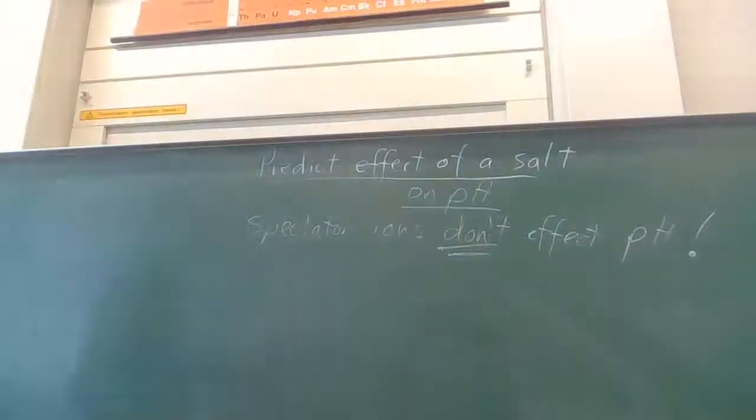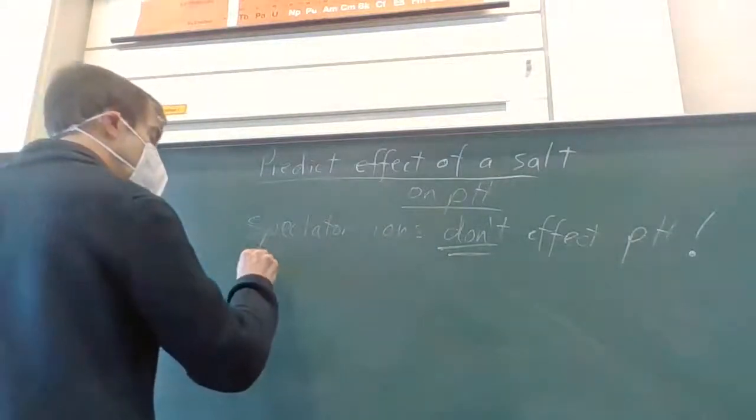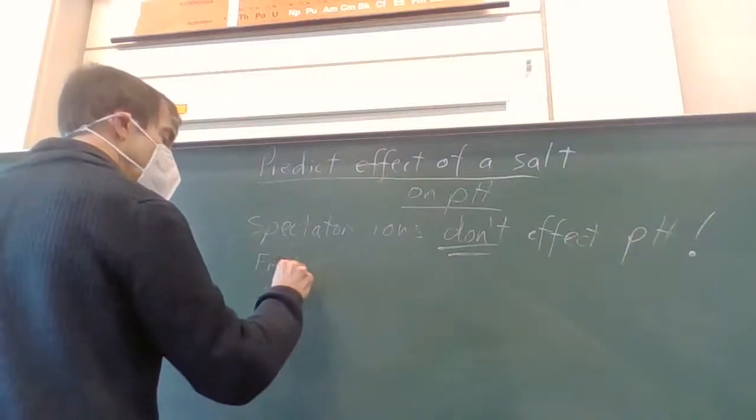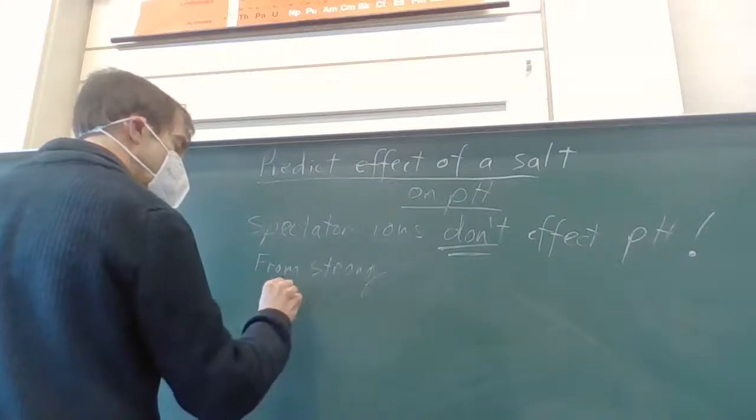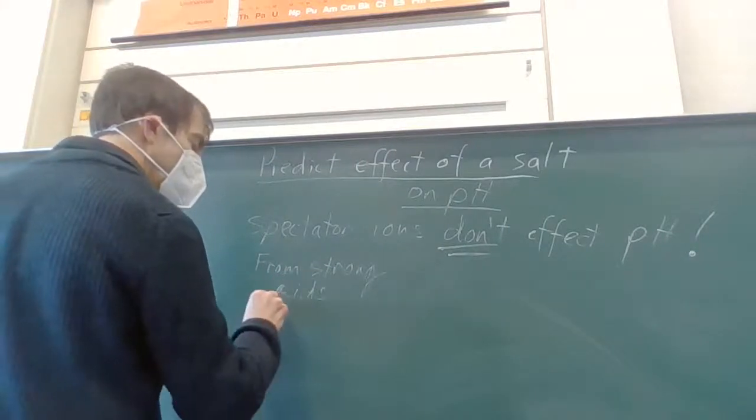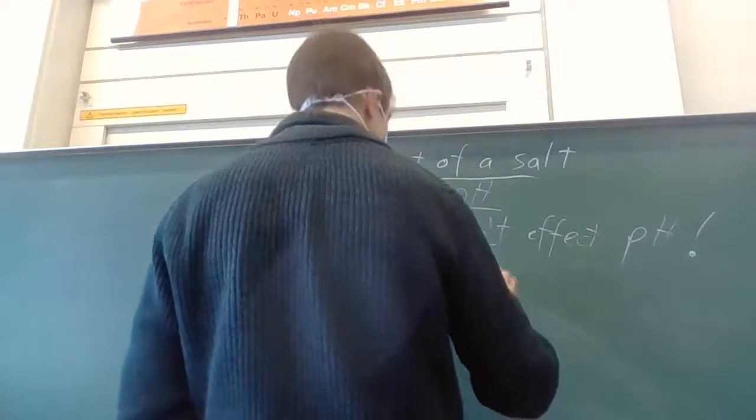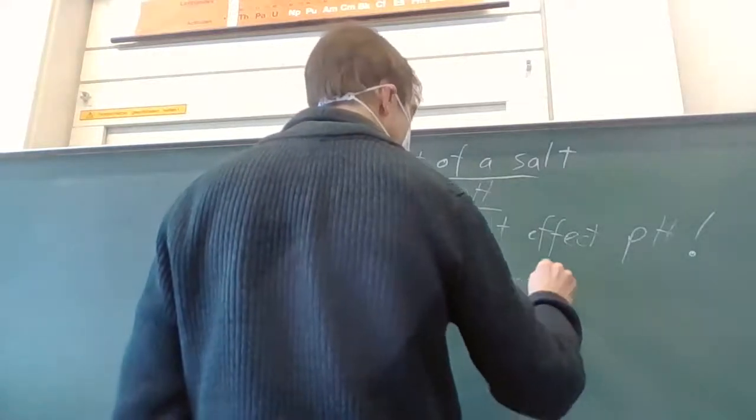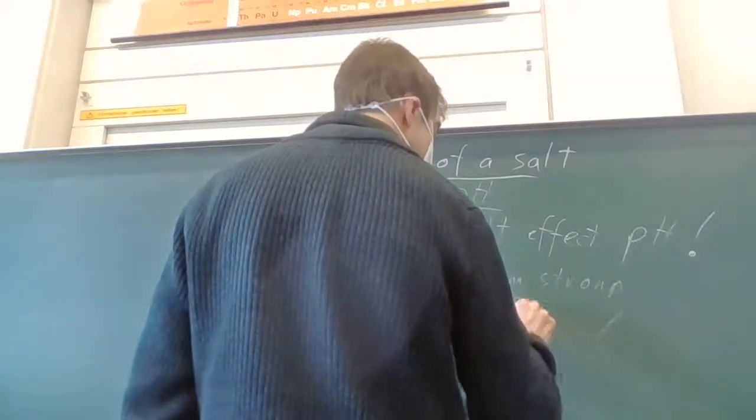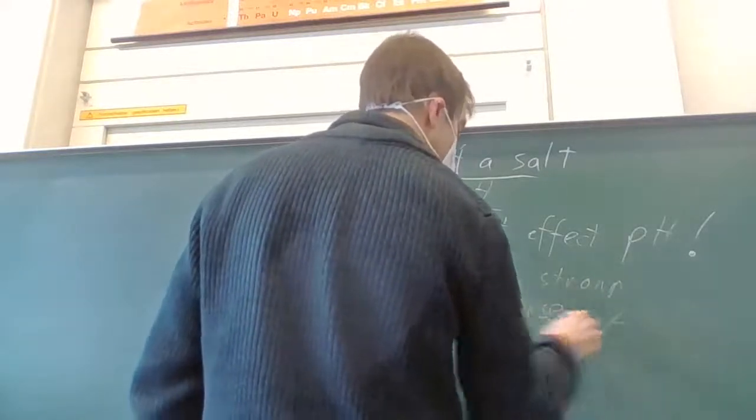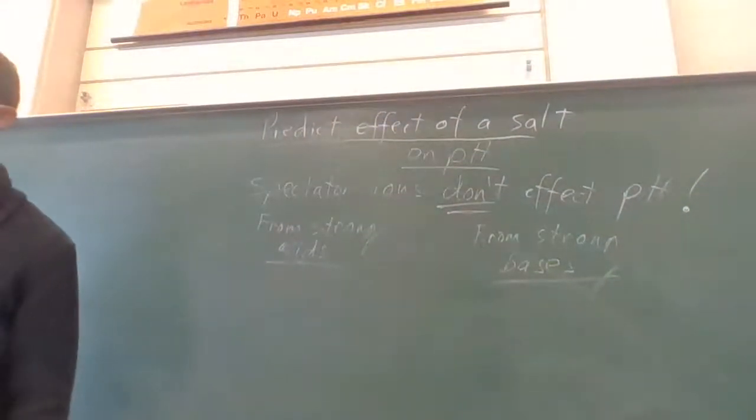So, you ready? Here we go. Let's just list them, and you'll know which ones I want you to memorize. So, from the strong acids, we've got what spectators? And from the strong bases, I got what spectators. Okay, let me start you off so you know what the heck I'm talking about.